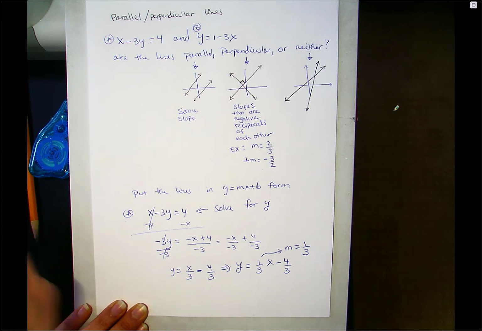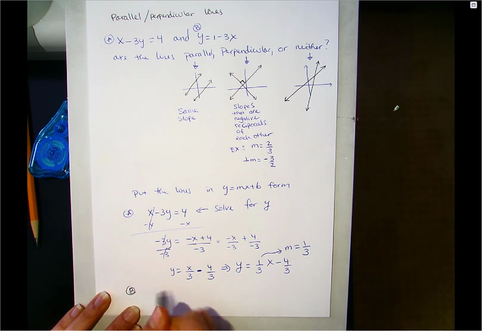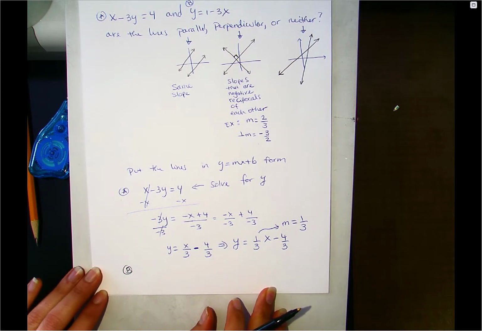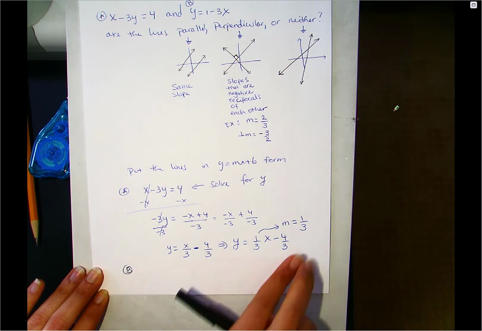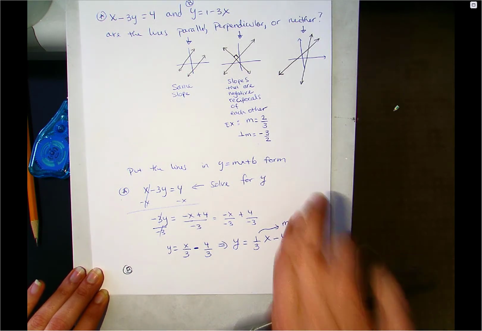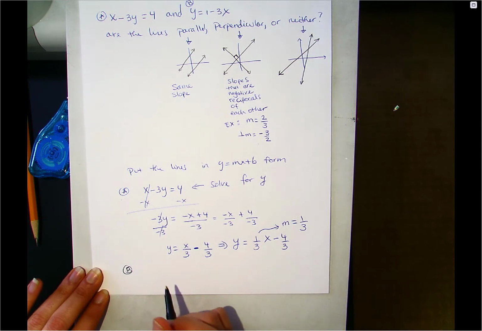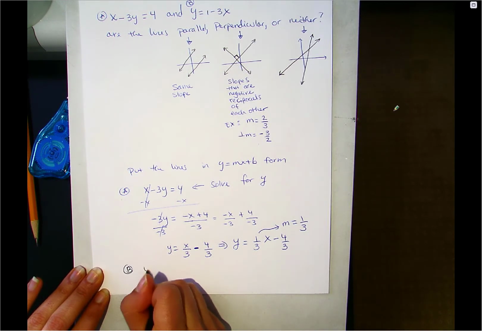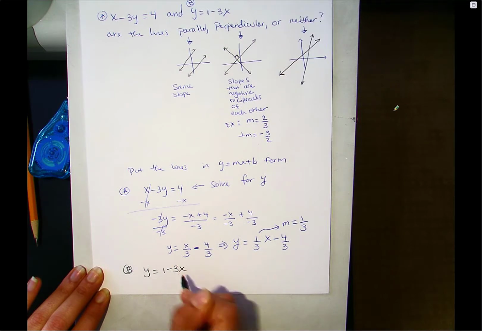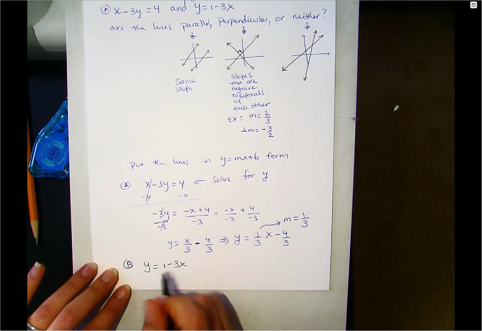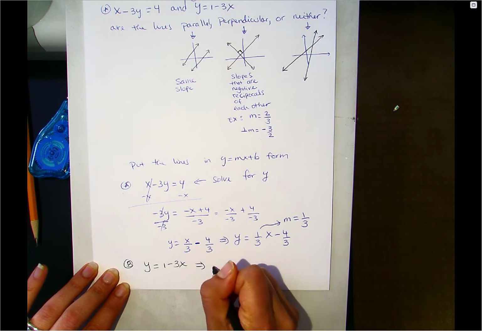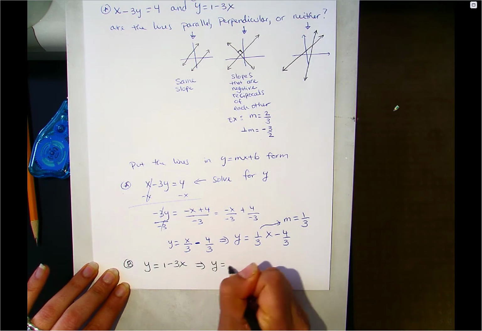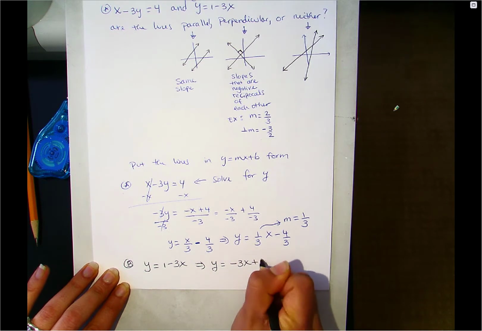If they're parallel, I want line B to also have slope of positive 1/3. If they're perpendicular, what would you want this slope to be? The slope for line B. We want it to be the reciprocal and negative, so negative 3. Let's look at line B. y equals 1 minus 3x. So this actually is already in y equals mx plus b, it's just that the x and the b are flipped. So let's say y equals, just rearrange it, minus 3x plus 1.